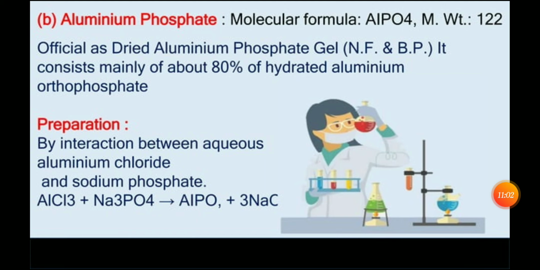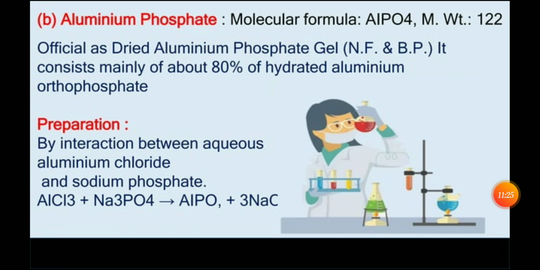Next is the aluminum phosphate. See, the molecular formula of aluminum phosphate is AlPO4. Molecular weight is 122. Official as dried aluminum phosphate gel is available in the market. It consists of mainly about 80% of hydrated aluminum orthophosphate.